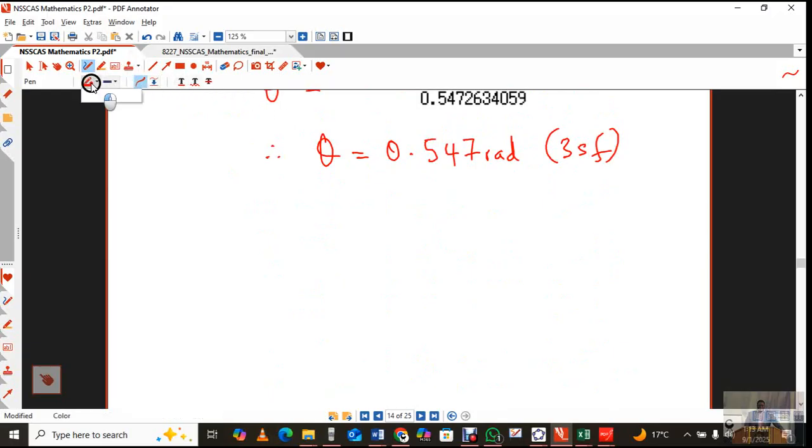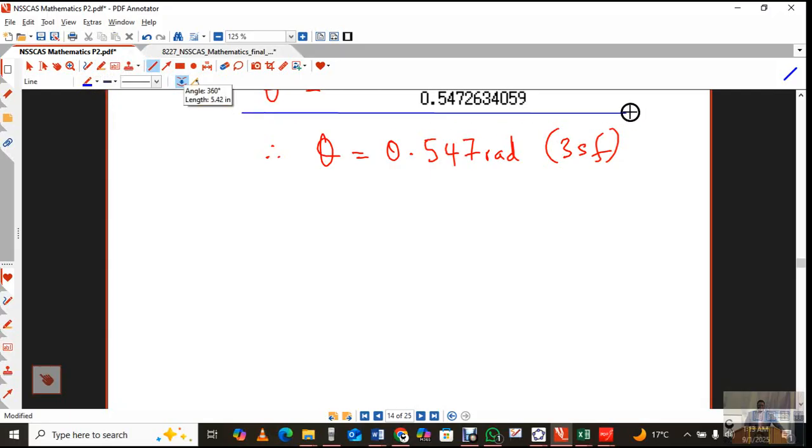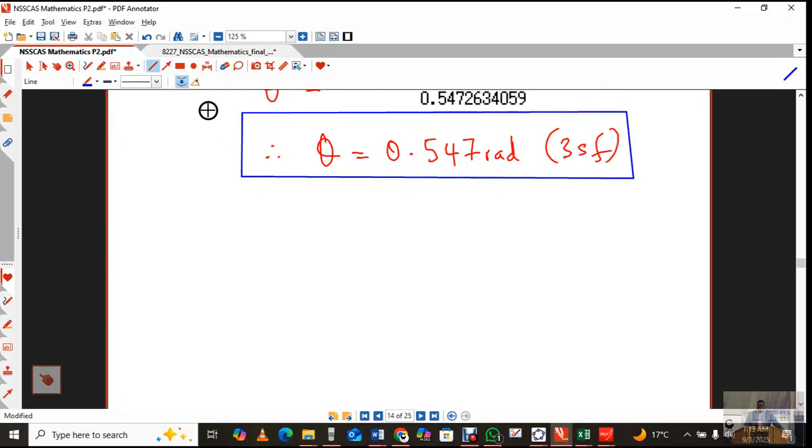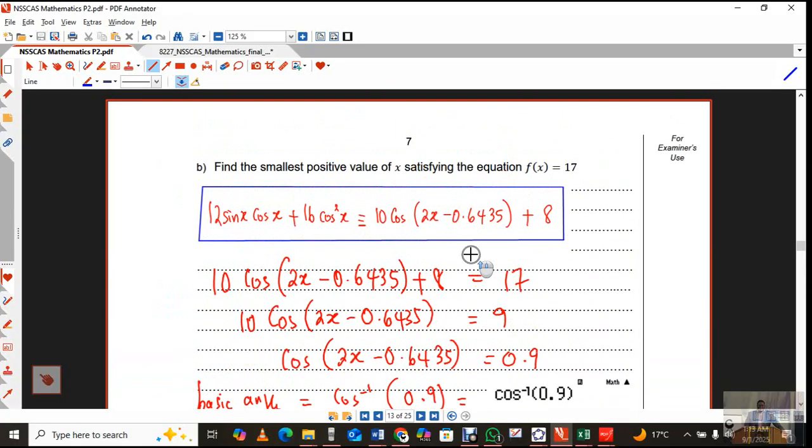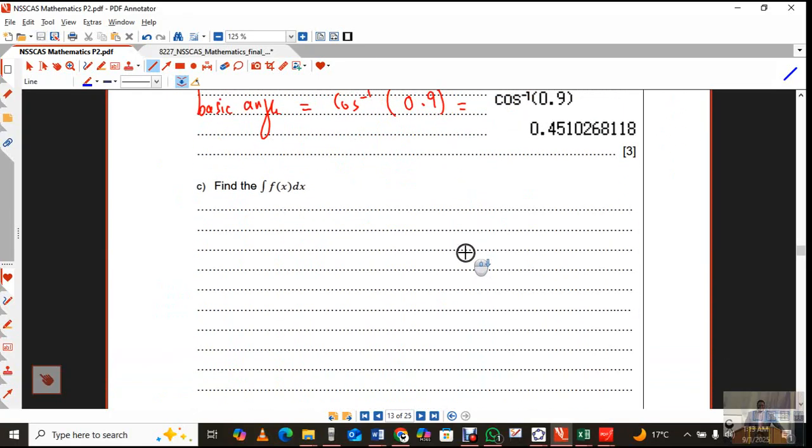I believe I'll just go back to make sure that we are within the range that they were looking for. Good. Let's go back and see. Let's say we must give it to, well, we'll give it to 3 significant figures anyway. Right, part C, we have to find the integral of f of x, integrate f of x. Now, let's just see. This is probably also going to require quite a number of things.